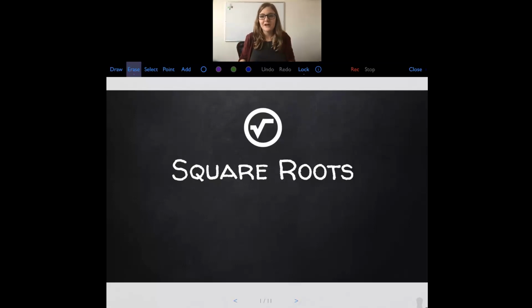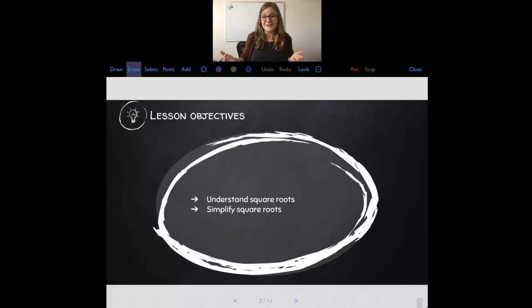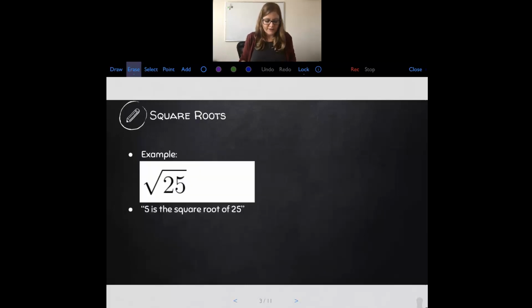In this lesson, we are going to go over square roots and simplifying square roots. So our objectives are to understand square roots, and then we will learn to simplify square roots. Okay, so first, square roots.